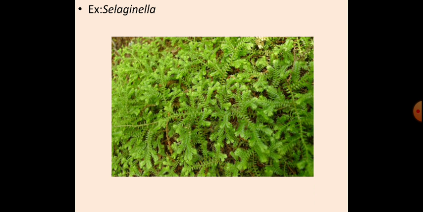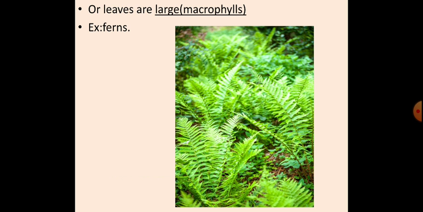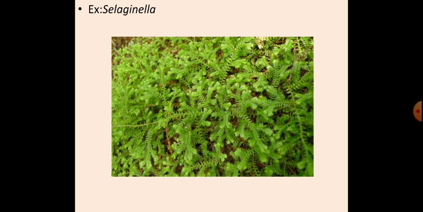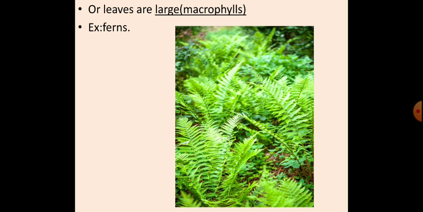This is the picture of Selaginella. You can see the structure of the leaves. They are very small, so they are called microphylls. Examples of macrophylls are ferns. See the leaves here, they are longer leaves. You might have seen these leaves used in flower decoration. So large leaves are called macrophylls. Keep it in mind: in pteridophytes, if the leaves are small, they are called microphylls, and if the leaves are large, they are called macrophylls.